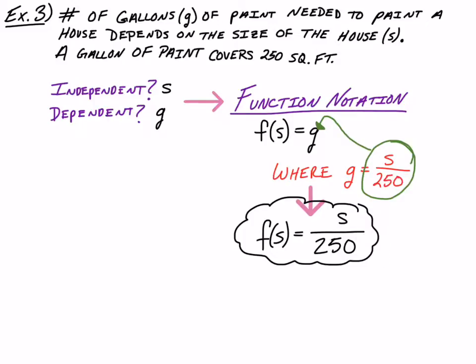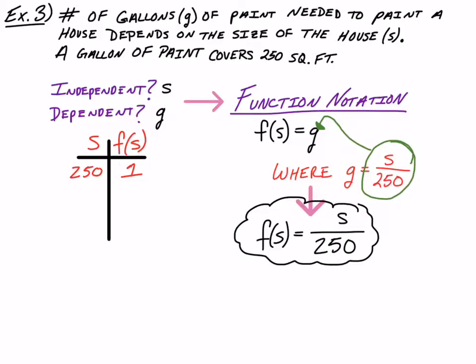So we've got a formula for our function. Let's display it in a table. The nice part about this, we're plugging in values for S, and our outputs, f of s, that's our gallons of paint. The independent variable s, we get to pick whatever we want to plug in. So let's pick some easy values that are going to work nicely in this equation. How about if we have 250 square feet to paint? Let's plug in 250 for s. Well, 250 over 250, that's 1 gallon of paint.